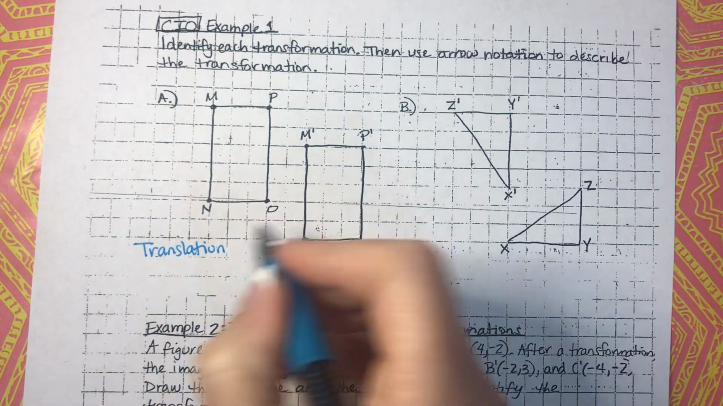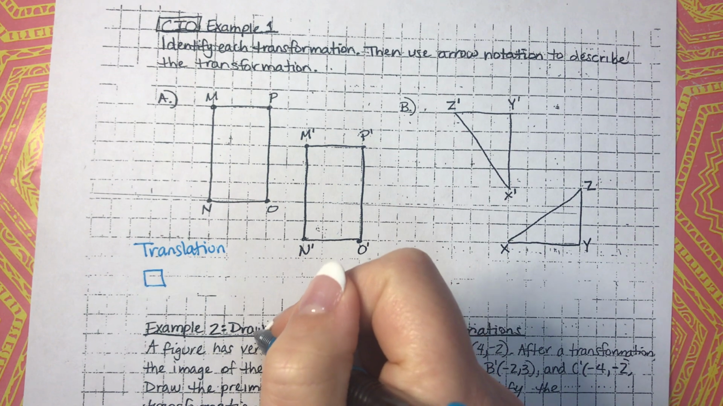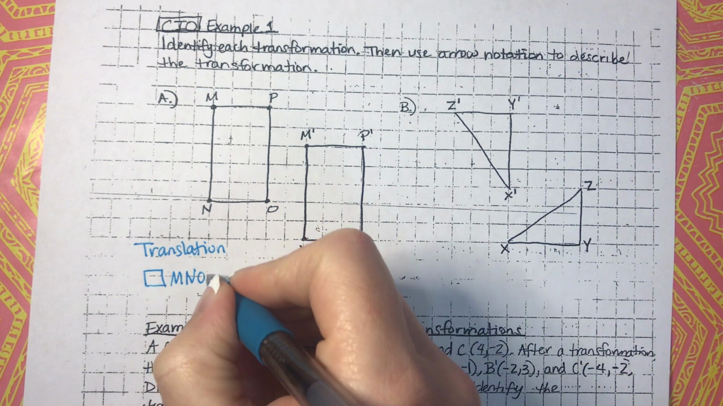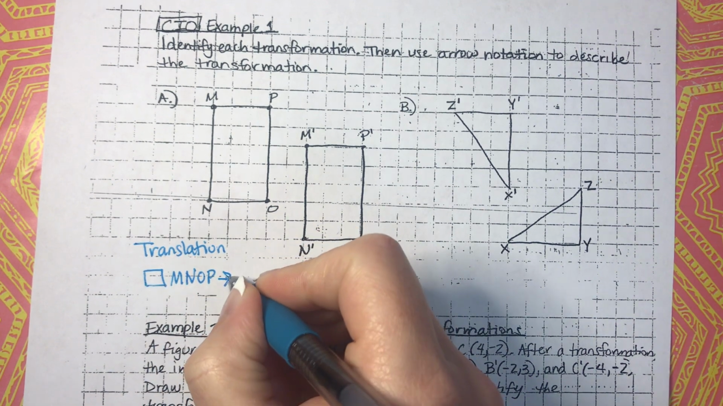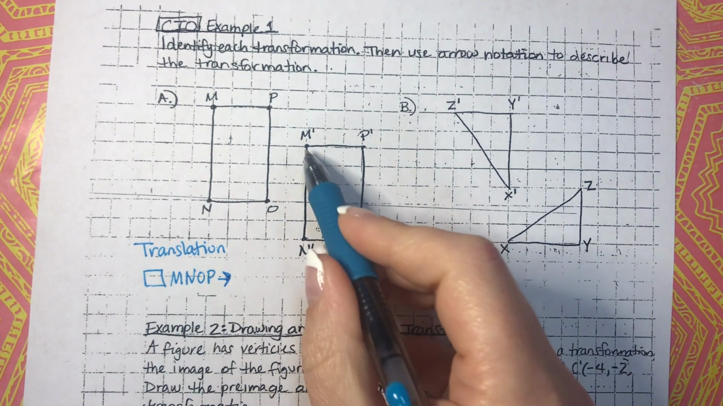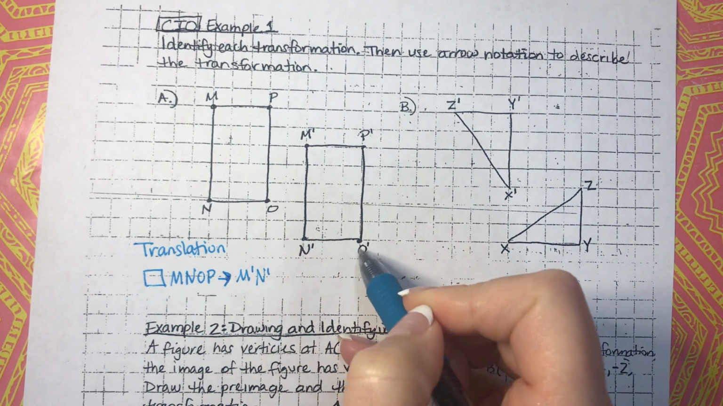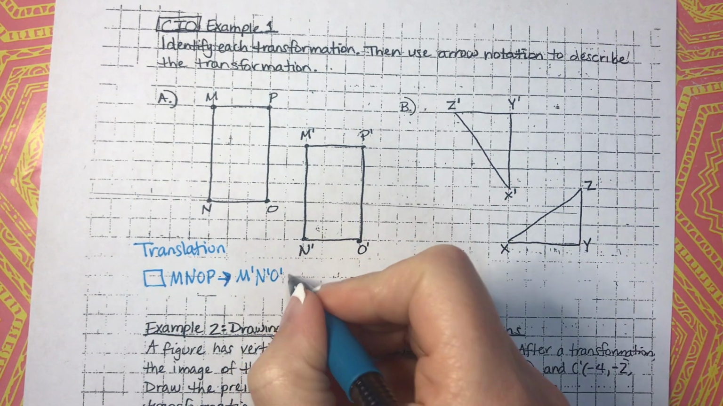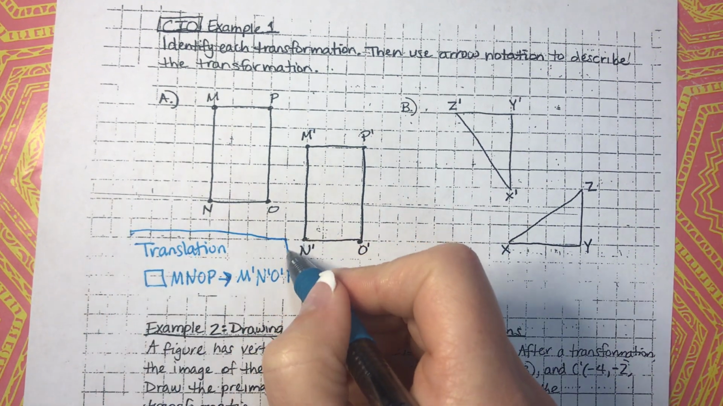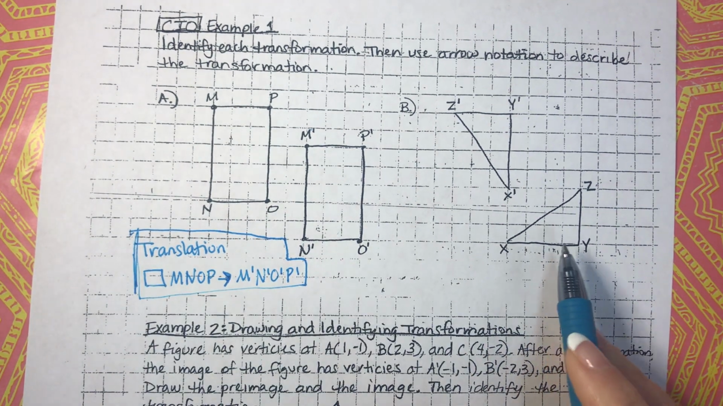So we're going to say this is a rectangle. So rectangle MNOP translates to rectangle M prime, N prime, O prime, P prime. So if you got that right, woo, great job. Okay, perfect. Let's go over here.